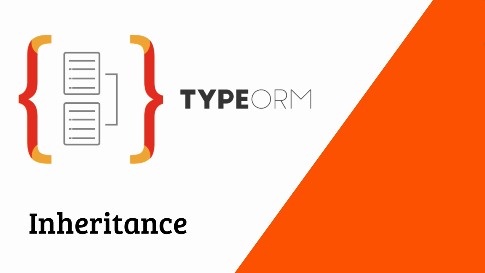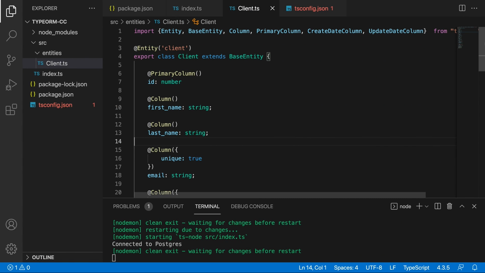In this section, we are going to be talking about inheritance. And to explain what it is, let's just go through an example. So now let's say that we want to create another table and thus another entity for the bankers, because, well, we have clients and we also have bankers.